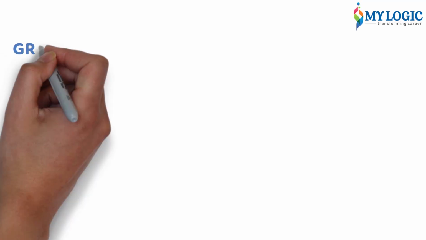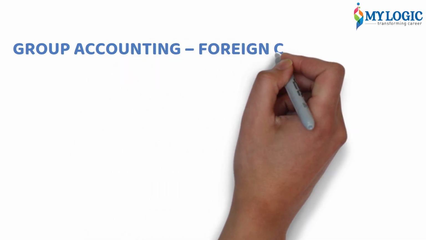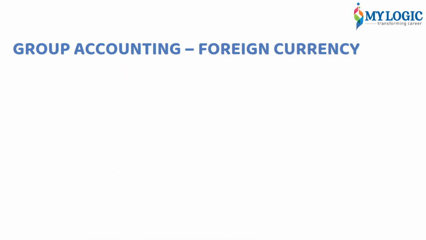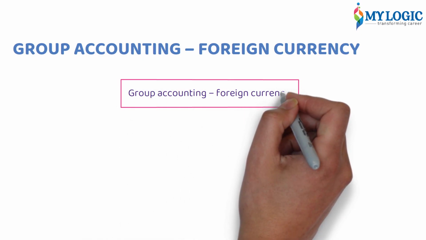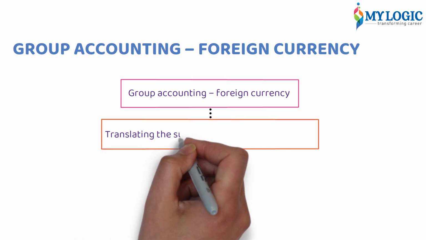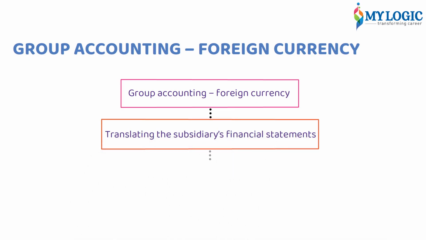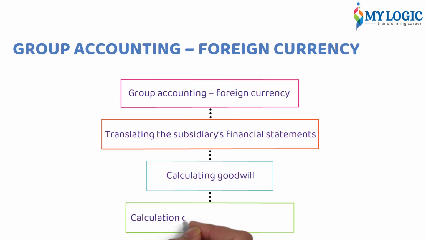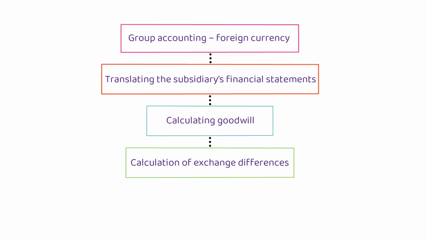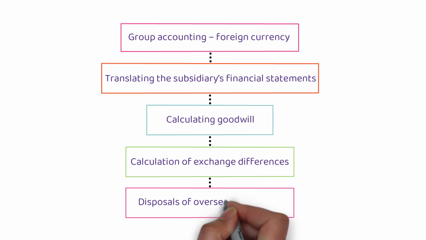Chapter 20: Group Accounting, Foreign Currency. The contents to be covered in this chapter are as follows. Group Accounting, Foreign Currency. Translating the subsidiaries' financial statements. Calculating goodwill. Calculation of exchange differences. Disposals of overseas subsidiaries.